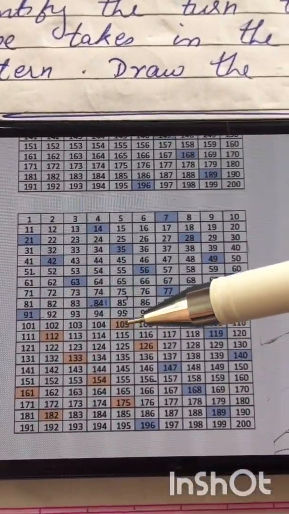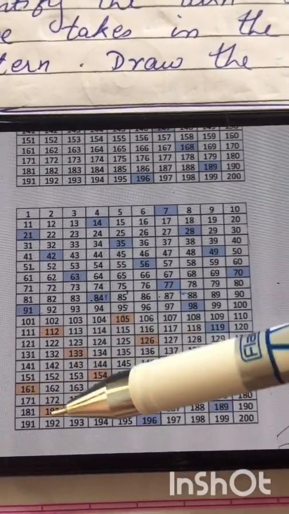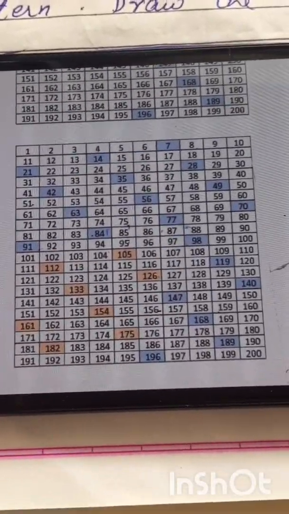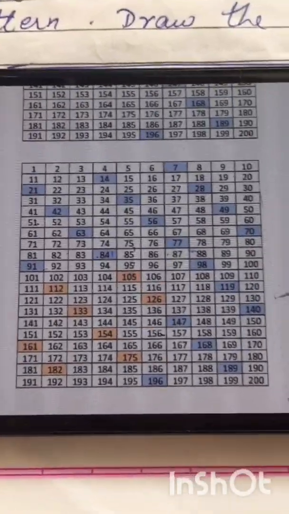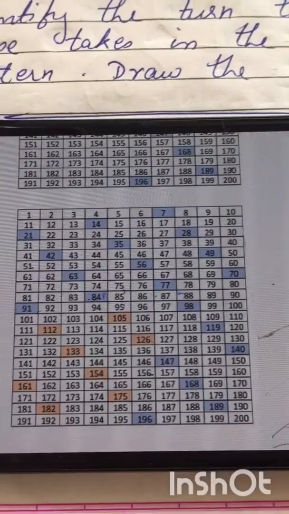So now the orange color, if you see, they are the numbers which also come in the table of 7. Okay students, so you will find different patterns in numbers. Using that we can arrange many numbers and we can make a pattern.